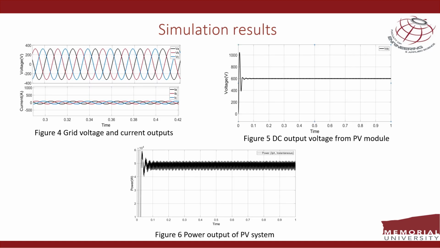The results of simulation of the grid-connected PV system can be seen in this slide. Figure 4 shows the output waveforms of the grid voltage and current. The figure makes it evident that both voltage and current are in phase with each other. The next figure shows DC output voltage from PV module which was recorded to be 600 volts. Furthermore, figure 6 contains power output of the whole system and the power recorded was 50 kilowatts, which was the desired power output.